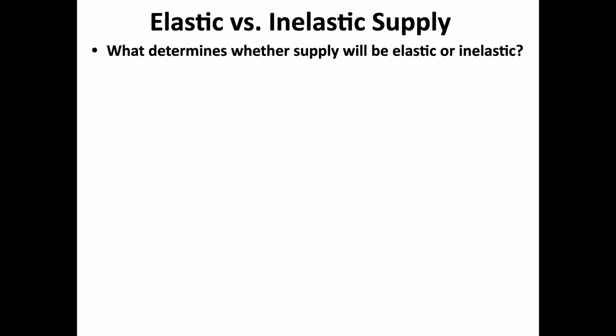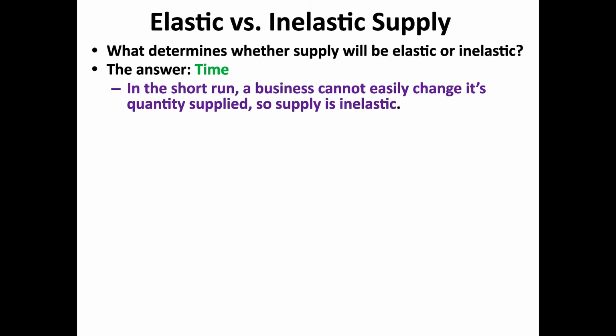And it's pretty easy. The way to determine elasticity of supply is to think about time. All right, time. I know it sounds abstract, but let me explain this to you. In the short run, a business cannot easily change its quantity supplied. So supply is inelastic. It's just the way most large businesses operate, is they can't respond to things in just a couple of days or in a week. It usually takes them some time to shift or change.